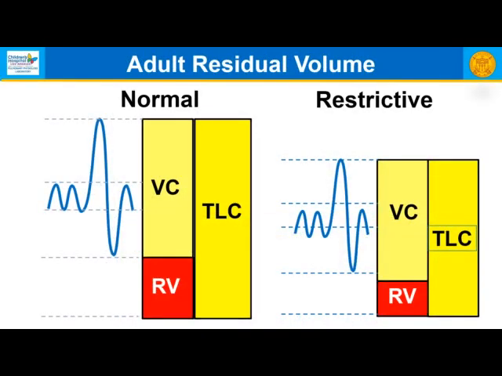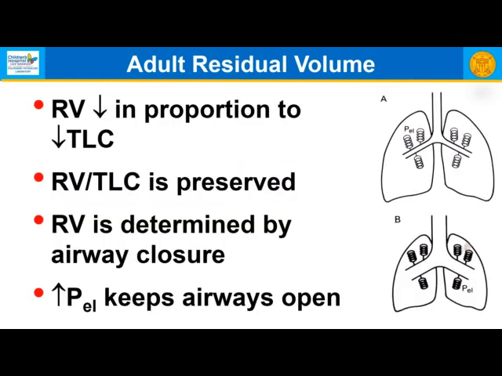If you're in an adult laboratory, you would have been taught that all lung volumes in restrictive disease decrease proportionally. So if you have a total lung capacity of 60% predicted, your residual volume is also going to be 60% predicted. That means that the residual volume decreases in proportion to the total lung capacity. The RV-TLC ratio is preserved, and the residual volume is determined by airway closure. Increased recoil, as in this situation, would keep airways open. So if you had interstitial lung disease, for example, you might have increased recoil, and you could actually potentially get supernormal flows.